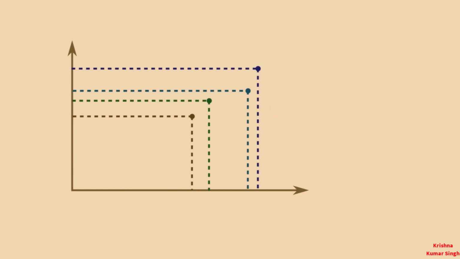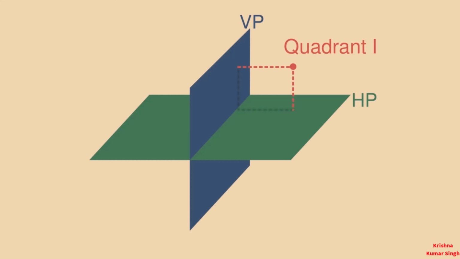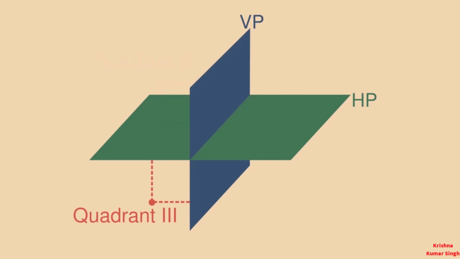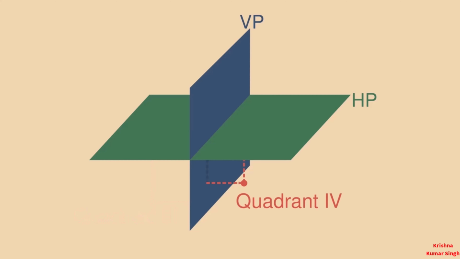Let us see the basic orientations of a point in space. There are 9 possibilities for a point in space. The point may lie above HP and in front of VP, that is first quadrant. It can lie above HP and behind the VP, that is second quadrant. It can lie below the HP and behind the VP, that is third quadrant. It can lie below HP and in front of VP, that is fourth quadrant.